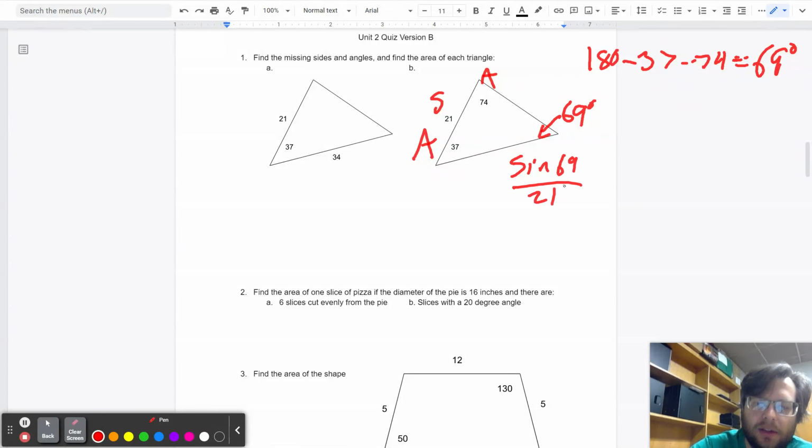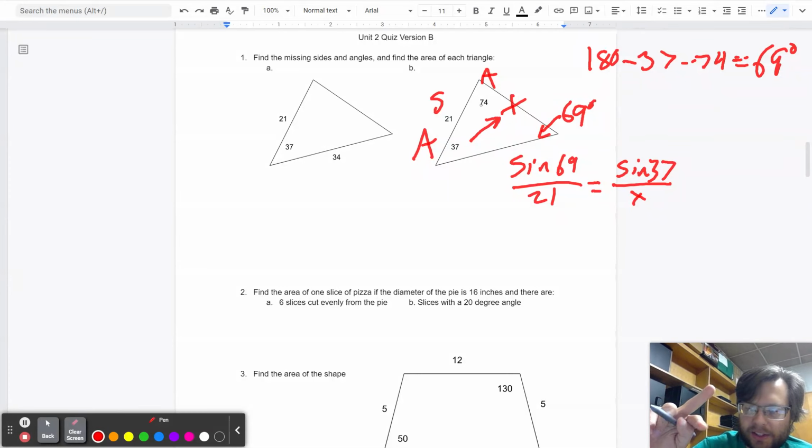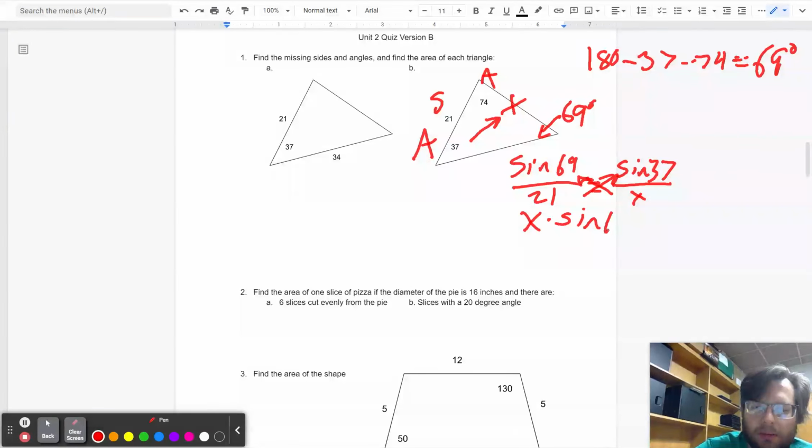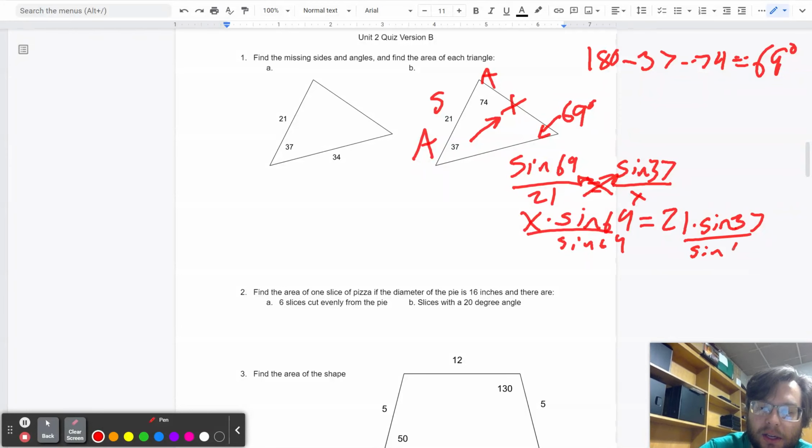Sine of 69 over 21 equals sine of, I'm just going to use one of the other ones, and I'm going to call this side x. Sine of 37 over x, because those are opposite of each other. Some people like to just flip both fractions over, or you can cross multiply and then divide to solve for x. So I'll cross multiply because I think that's a little bit more familiar of a technique. So x times sine of 69 equals 21 times sine of 37. So then you just divide by the sine of 69, and you should get your x value.